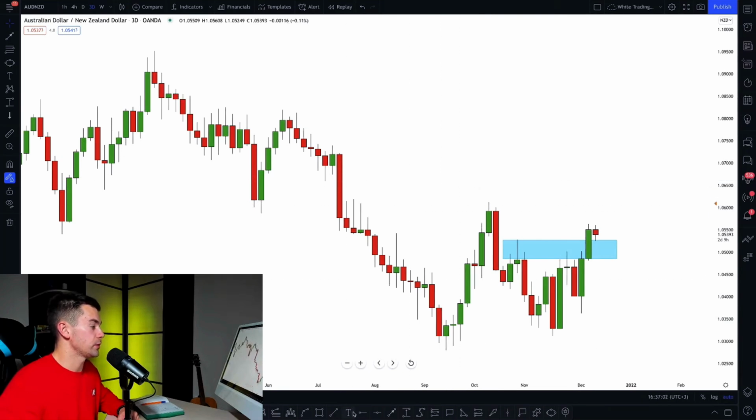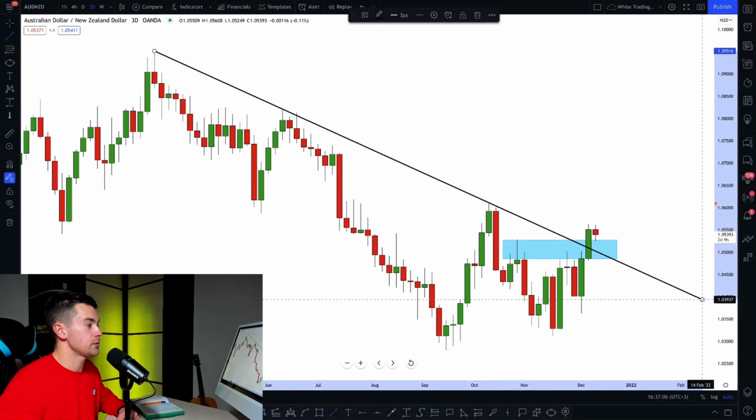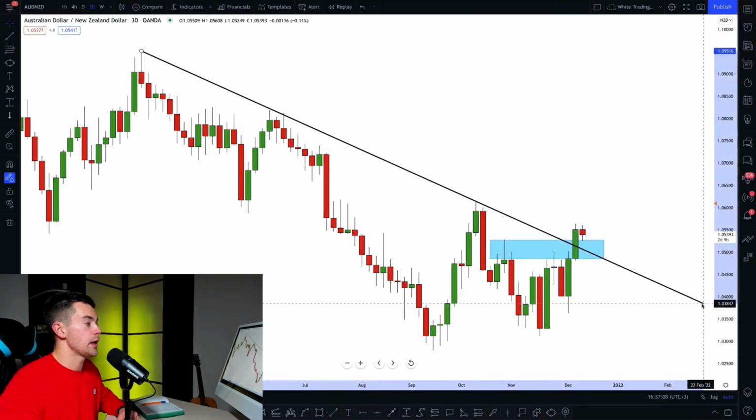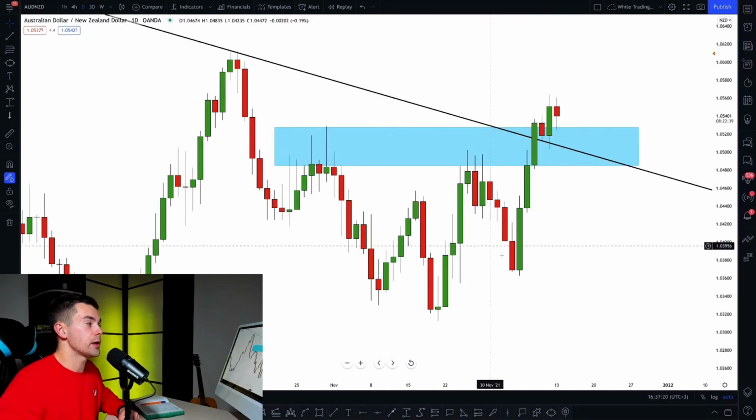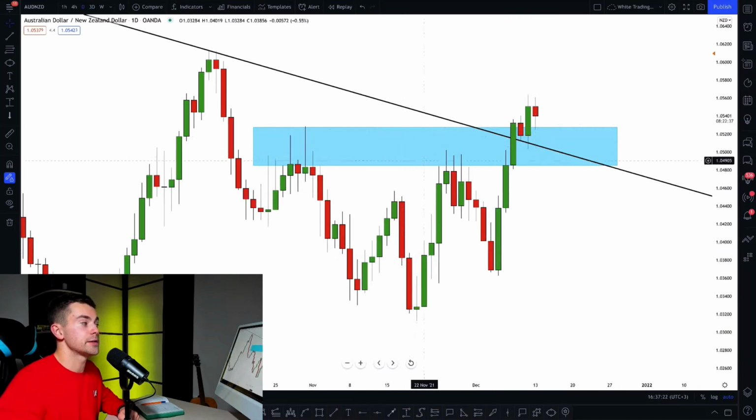look what I spotted right here. We have the trend line. Yes, this major falling trend line. And you can see that right here, analyzing Aussie New Zealand, the breakout of the horizontal structure matches with the breakout of this trend line. So for us, the breakout of structure here is valid.